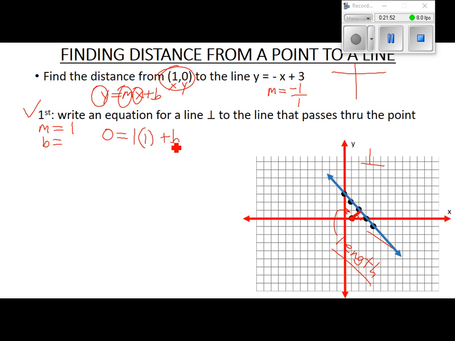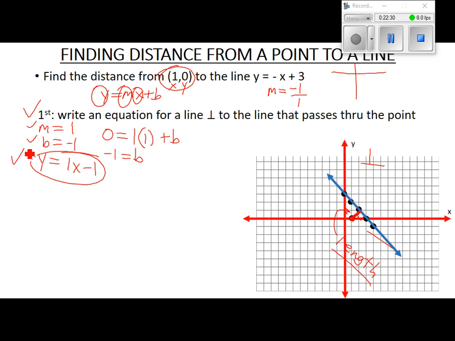Can you probably do most of this in your head? What's 1 times 1? 1. Then we're going to do what with that 1? Subtract it on the other side, so what's it come out to be? So b equals -1. Tell me my equation now. If I know the slope and the y-intercept, what's the equation of that little segment? 1x minus 1. That's our new equation. That's the first thing we do. Write that equation.